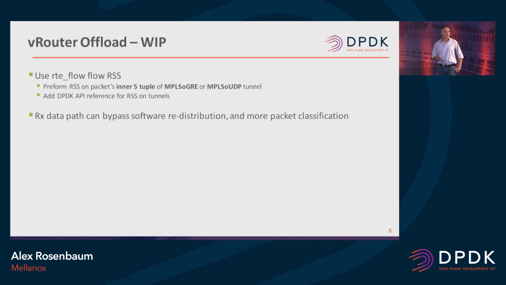RSS should be very simple, but once you do RSS on MPLS over GRE over UDP, we want to do RSS on the inner of these protocols. So it's a little bit different from our common case of VXLAN or other, I don't know if to say common, tunneling protocols. But obviously, doing RSS in hardware with the right classification allows us to bypass the redistribution or changing of cores in software per packet.